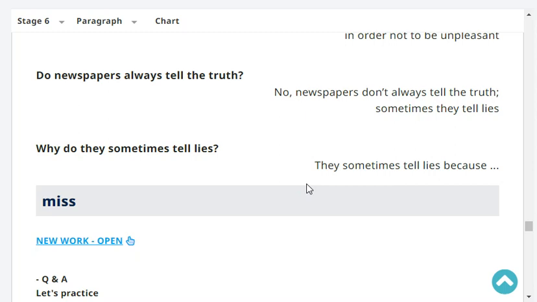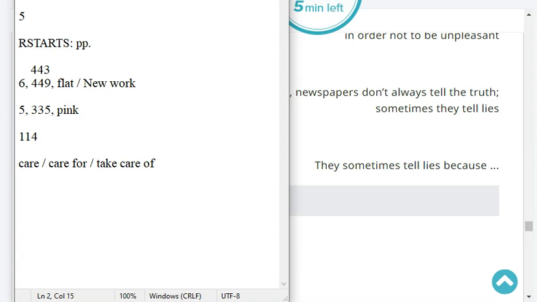No, newspapers don't always tell the truth. They sometimes tell lies. Very good. Why do they sometimes tell lies? They sometimes tell lies because they don't have time to check that everything is true. Very good.